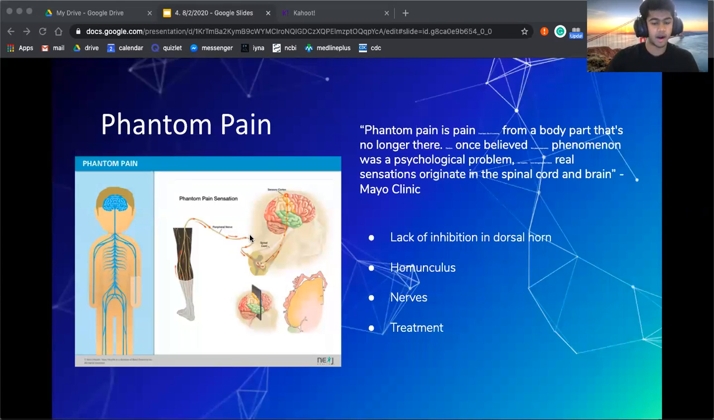Okay, and then our next type of pain is a very specific type. Acute, chronic, neuropathic, those are all very general types. It could have happened to anyone. But phantom pain is only in an amputee, someone who's lost their limb. From the Mayo Clinic, phantom pain is pain from a body part that's no longer there. It was once believed to be a psychological problem, but it's actually real sensations that originate from the spinal cord and the brain.